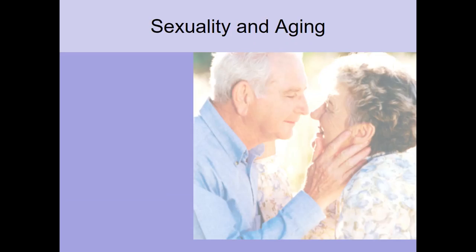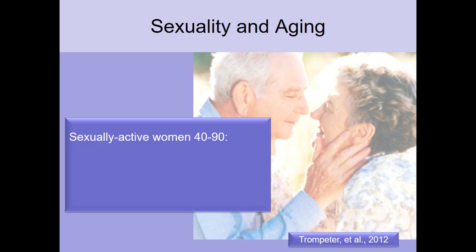All right, but sex and aging. Among sexually active women between the ages of 40 and 90. So that's a pretty big age range, right? I mean, there's a lot of difference between a 40-year-old woman and a 90-year-old woman, but let's keep it in mind.